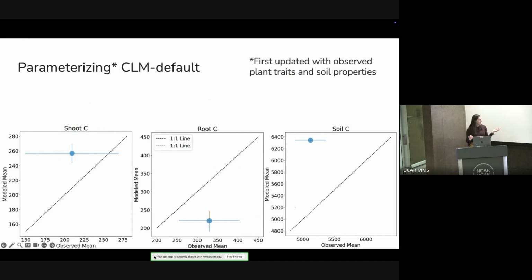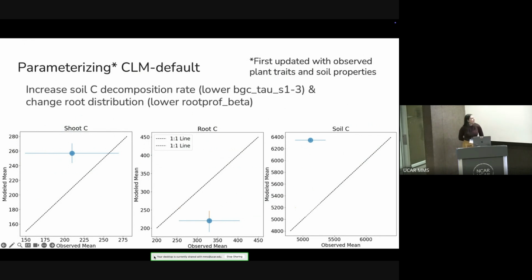But this is what we get from the out-of-the-box model with updated plant traits and soil properties. You can see we're overestimating shoot carbon a little bit, underestimating root carbon, and overestimating soil carbon. So we increase the soil carbon decomposition rate and change the root distribution to fix this. I put the parameters on there in case anyone cares. I think if anyone's going to care, it's maybe someone in this room.